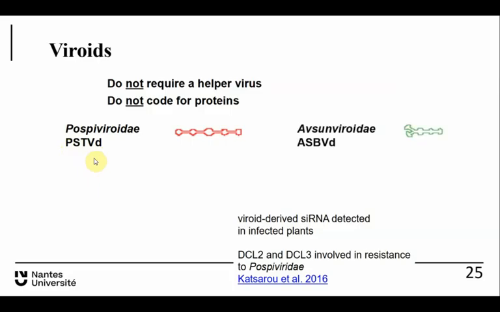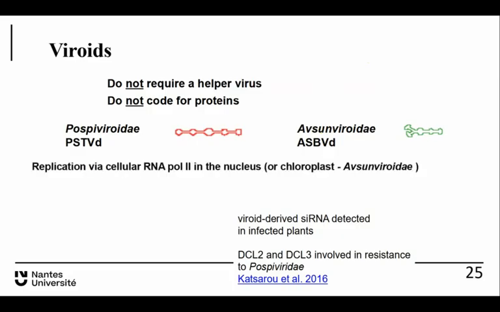And the other family are the Avsunviroids, which are, I can't remember, ASBVD, so it's avocado something something viroid.